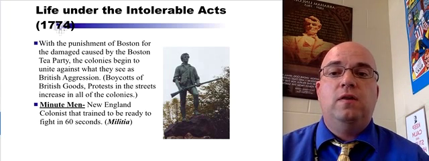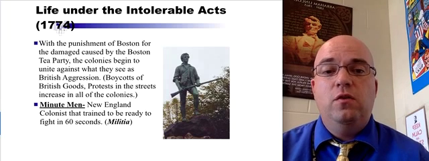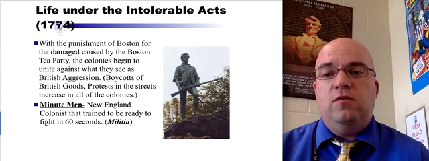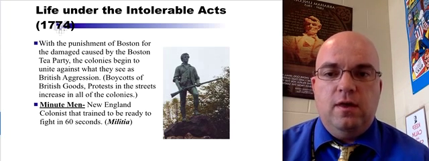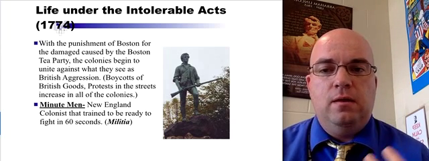But they all agree that if they need to be called upon to defend their town, they will call and serve. And the idea is that they could be ready at a minute's notice. And that's where the term Minutemen comes from.